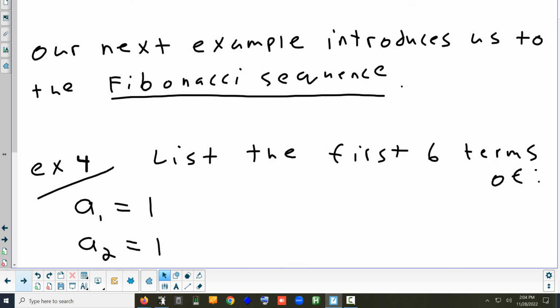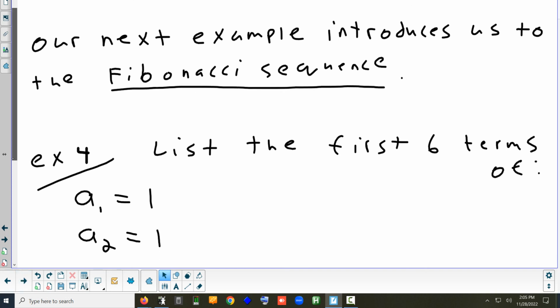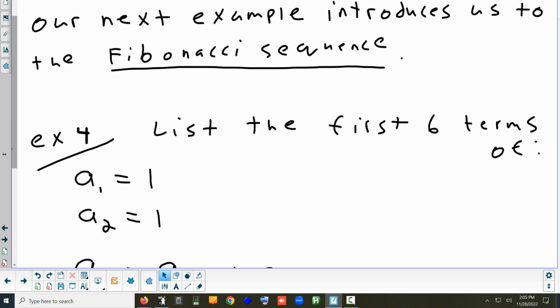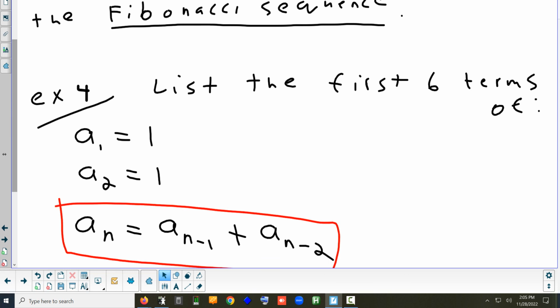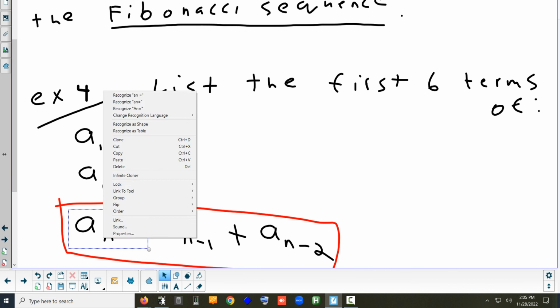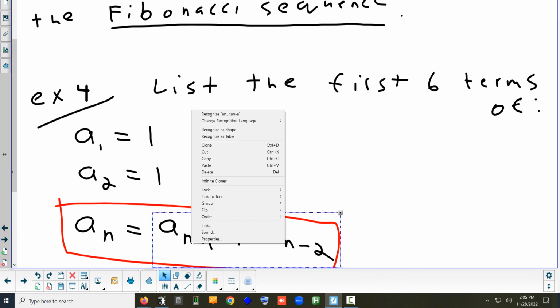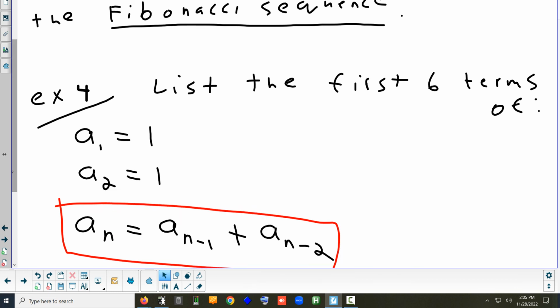We already kind of talked about this, but the Fibonacci sequence. In fact, I don't know if I listed up to 6 of them, but we listed the first few. This is the pattern for the Fibonacci sequence. This says to get any term, take the one before it and the one before that and add them together.